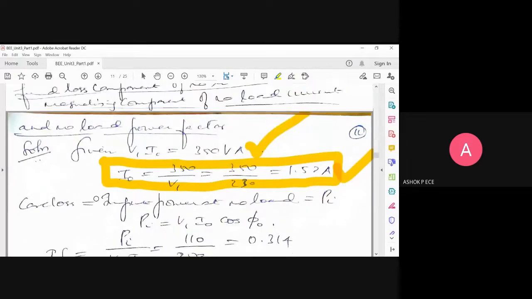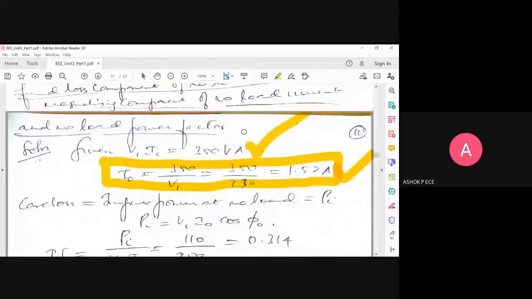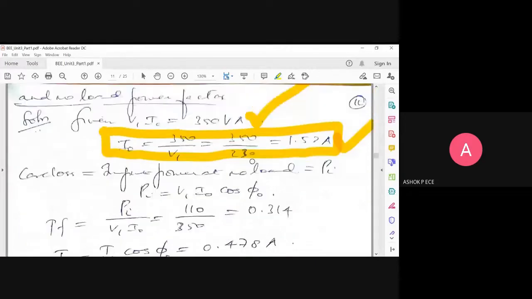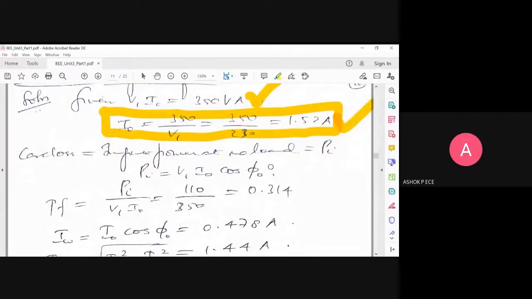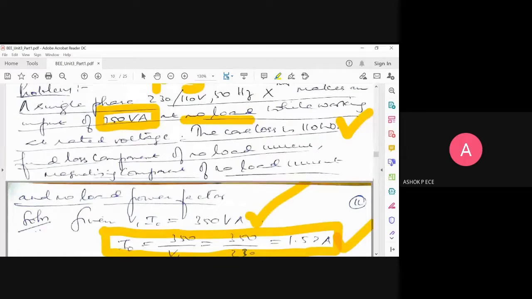And they have also given the core loss. The core loss is 110 watt. Core loss is because of the resistive component. So Pi equal to V1 I naught cos phi naught. I told you, whenever you are given watt, you have to include power factor. Whenever you are given VA, you have to include only V and I. Remember that, and any transformer problem you can do without confusion. Whenever watts come, you multiply the power factor also. Whenever VA comes, you multiply only the voltage and current of the corresponding primary or secondary.